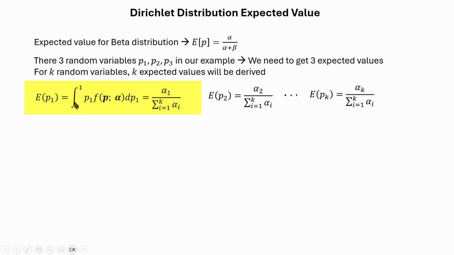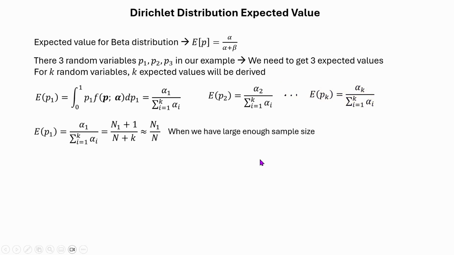So if we do the integration, then we are going to get alpha 1 divided by the summation of all the alpha i's. This is the EP1. Similarly, for EP2, the numerator will have alpha 2, and for EPK, the numerator will have alpha k. So understand that in the EP1 case, this was the formula you can see here. We can write alpha 1 as n1 plus 1. So n1 is the number of samples in outcome 1 or class 1.